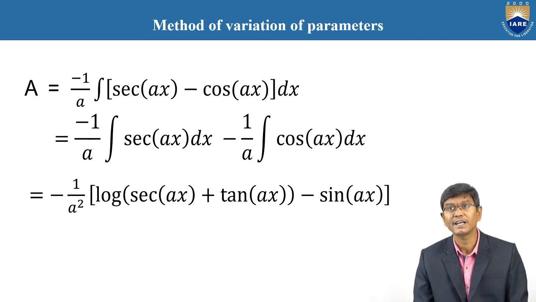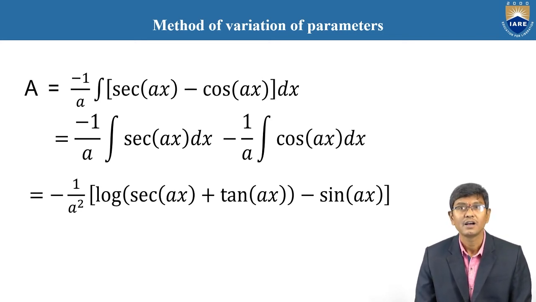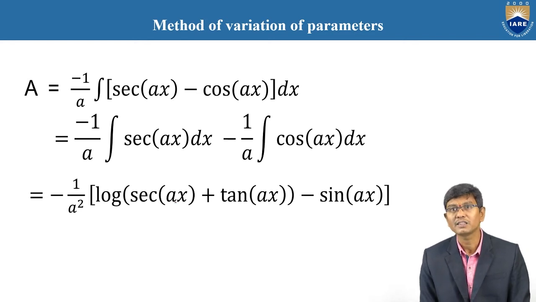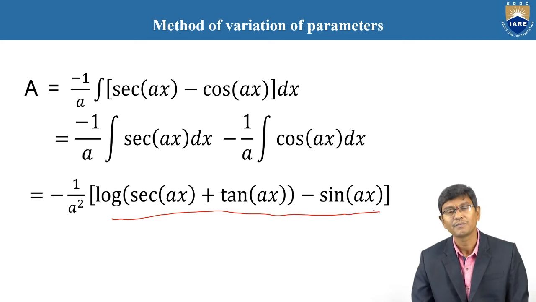And the second part, the integration of cos x, is 1 by a into sin x. And in this total, the denominator a you need to take out common, outside. Therefore, already minus 1 by a is multiplied. Therefore, minus 1 by a square into the log modulus of secant x plus tan x minus sin x is the value. This is the value of A only.